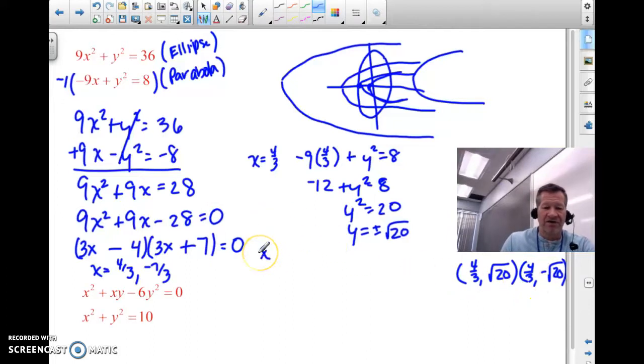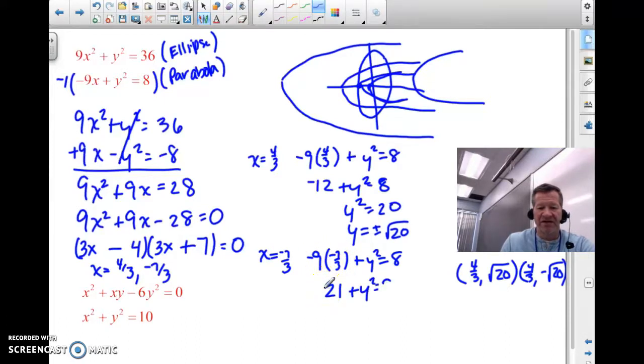Now I'm going to try to substitute negative 7/3. All right, so now negative 9 times negative 7/3 plus y squared is 8. So 63 divided by 3, that'd be 21 plus y squared is 8. Subtract 21, uh-oh, negative 13. I can't take the square root of a negative. So negative 7/3 doesn't have any solution, so it's only going to cross 2 times.